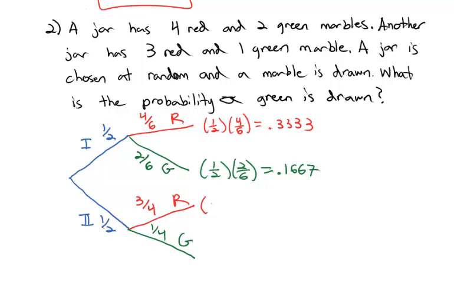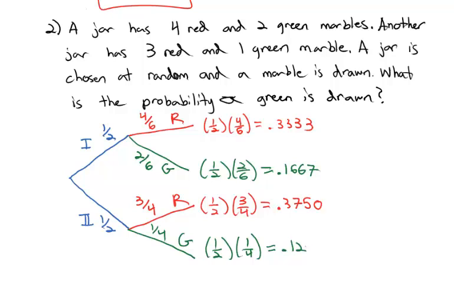Or I could end up with a red going down the branches. That's 1/2 times 3/4. 1 divided by 2 times 3 divided by 4 is 0.375. I'll put a 0 on just so we have the same number of decimal places. Or I could end up with a green. That's 1/2 times 1/4, which gives us 1/8, or 0.1250.